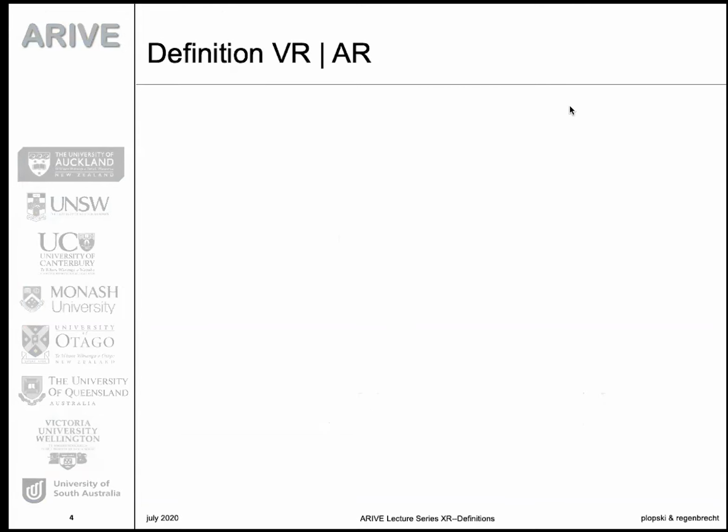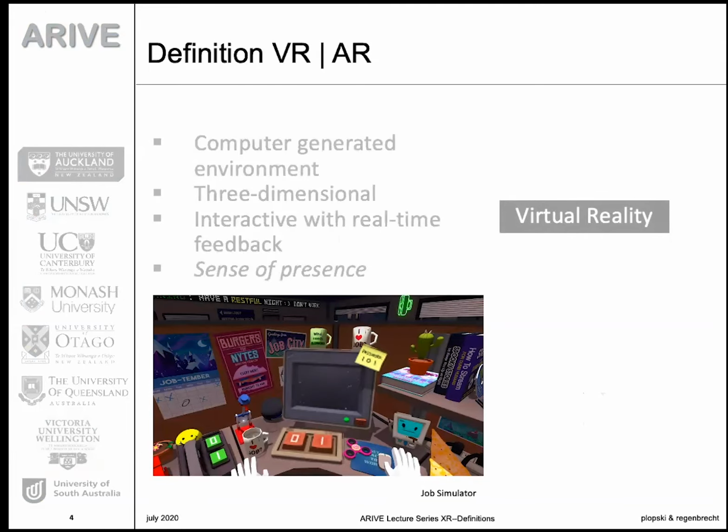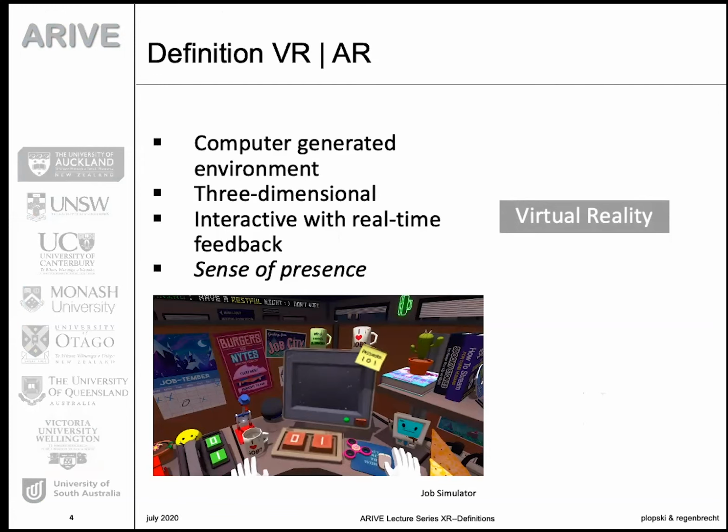So what do we understand under VR and AR? If you think about VR, this is an example we see here from the game Job Simulator. It is a completely 3D rendered environment. We can interact with all the different elements in there. So if you take a cup, you can throw it around, you can push the buttons. And so the user, because the environment is reacting to the user, is feeling a sense of presence in this environment.